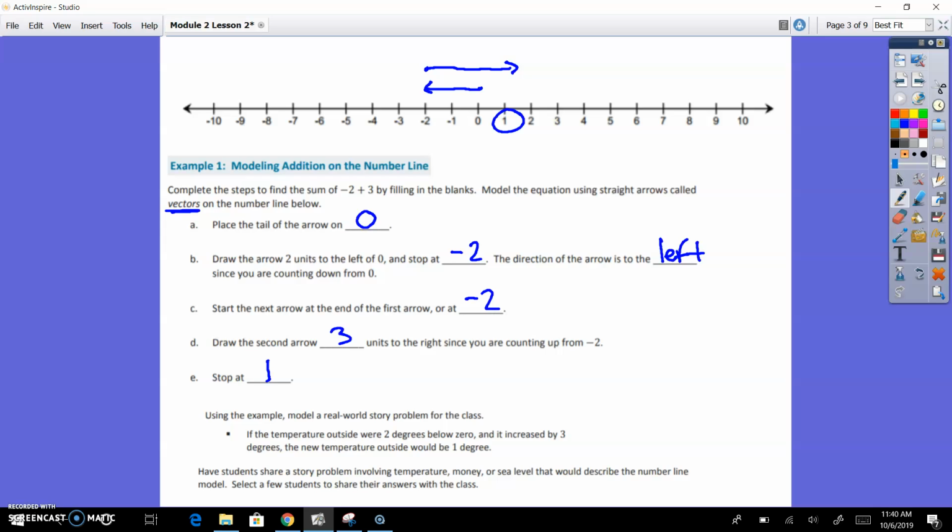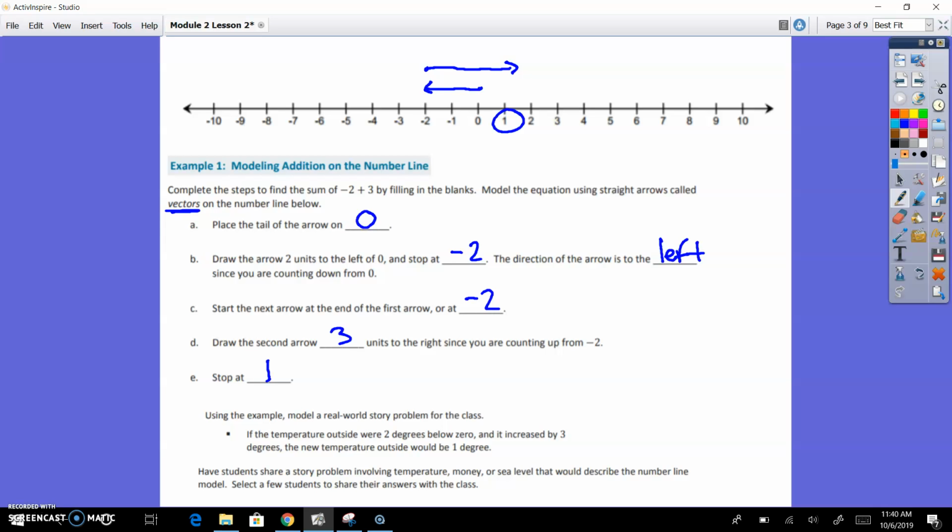Using the example, model a real-world story for the class. So an example of a real-world story for this number line would be if the temperature were 2 degrees below 0. So 2 degrees below 0 is -2. And it increased by 3 degrees. So then it's going +3. The new temperature outside would be 1 degree. So we're describing each of the numbers, including the answer there.